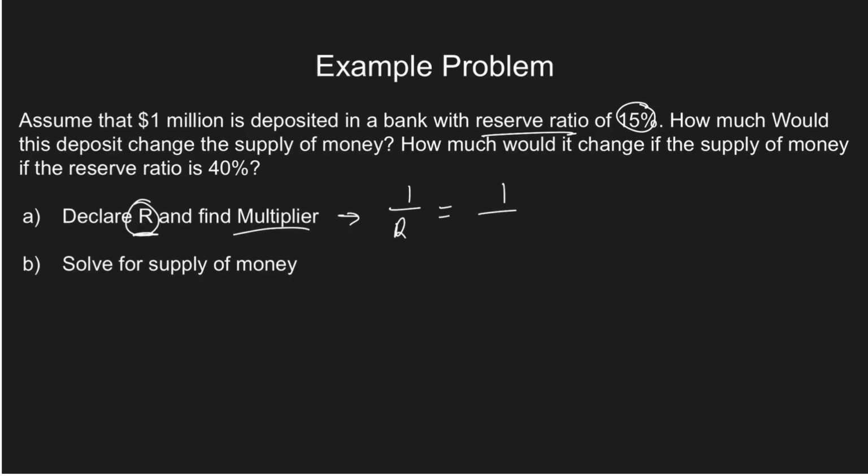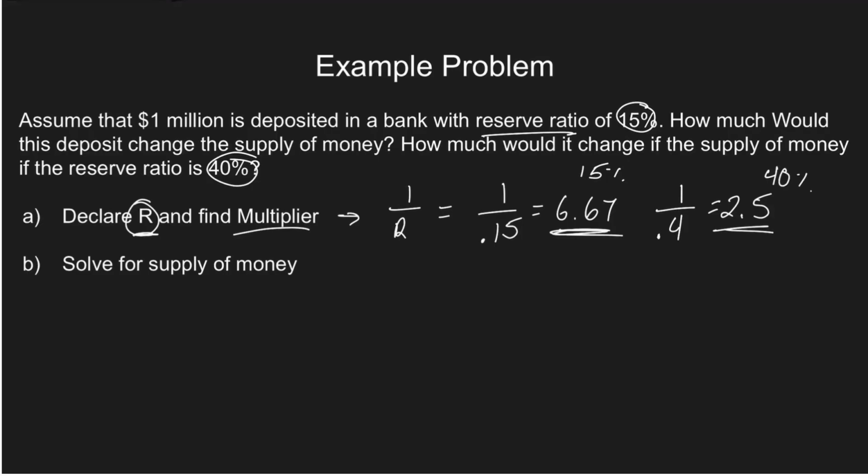So it's 1 over 0.15. Nothing crazy. I think this may even be in your notes. I'm just trying to give you a different explanation to make it a little simpler on you. So this is going to be 6.67, rounding. And this is for 15%. It also asks us what if it's 40%. So we're going to plug that in over here. That'd be 1 divided by 0.4, which is 2.5. Okay, so this is your multiplier for both of these. At 15%, we have 6.67, and at 40%, we have 2.5.